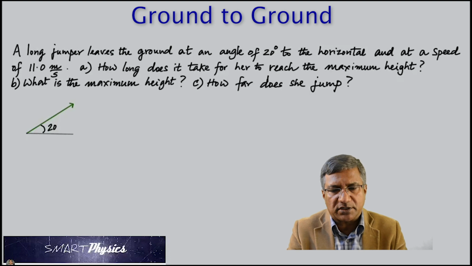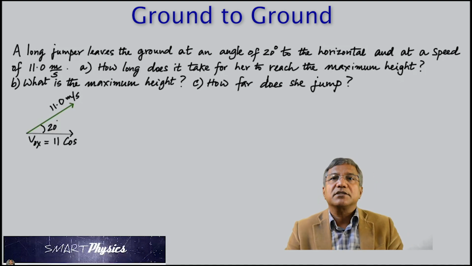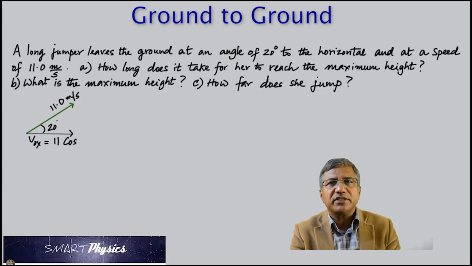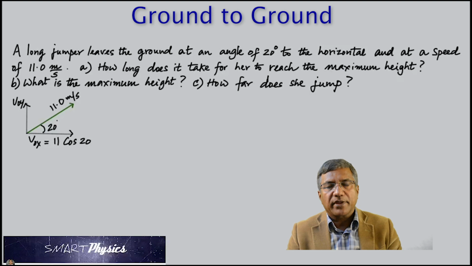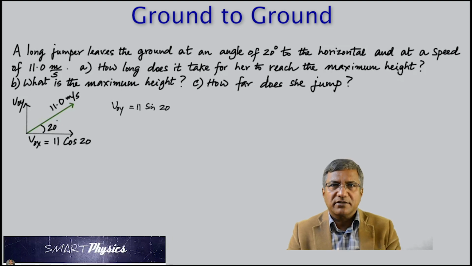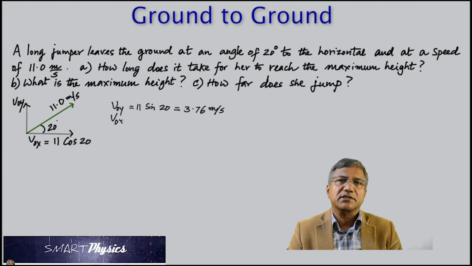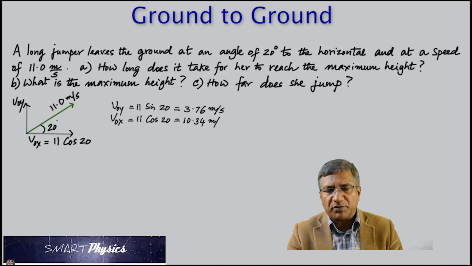And so first we have to draw this diagram. She makes an angle of 20 degrees. 11.0 meters per second is the speed. What do you do first? Break it into its components. What's the x component? Always cosine. So 11 cosine 20. What's the vertical? It's going to be 11 sine 20. And 11 sine 20 from the calculator is 3.76 meters per second, and 11 cosine 20 is 10.34 meters per second.